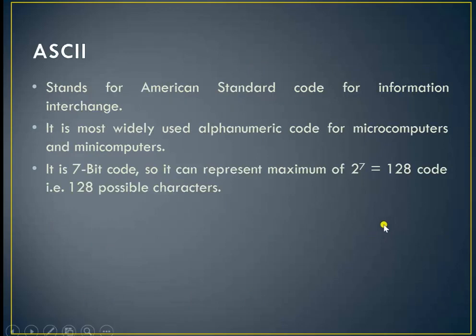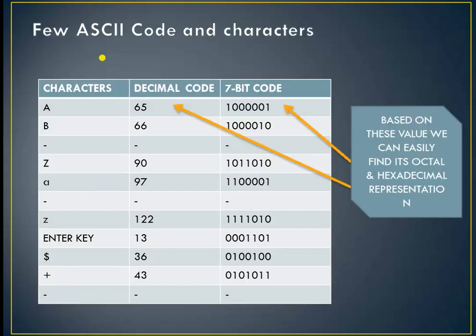The first one is ASCII. It means American Standard Code for Information Interchange. This is the full form of ASCII. In this we use alphanumeric code for microcomputers and minicomputers. It has a 7-bit code. 7-bit means 2 raised to power 7, that is 128 possible characters.